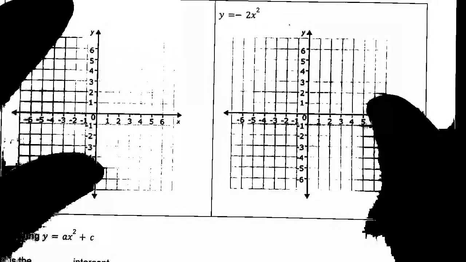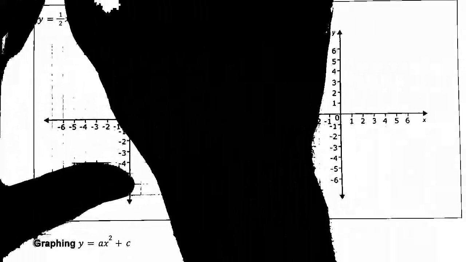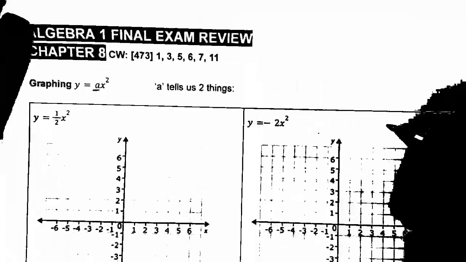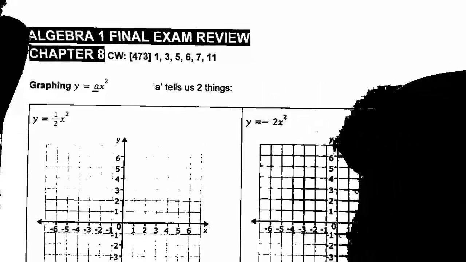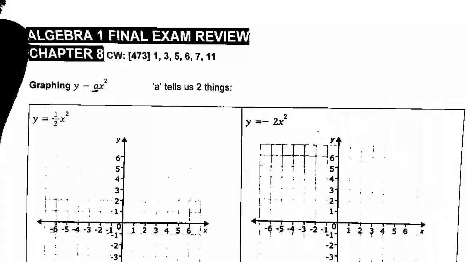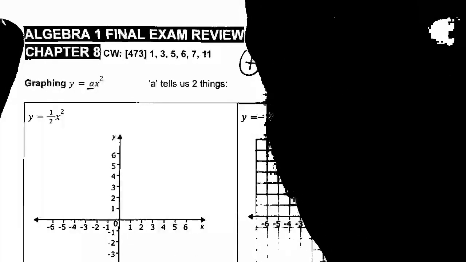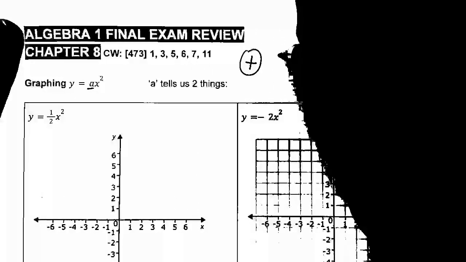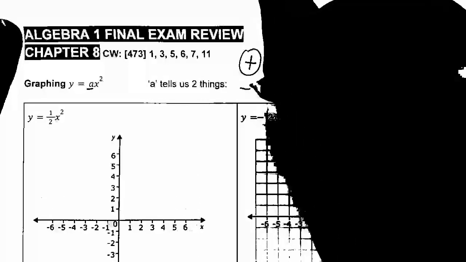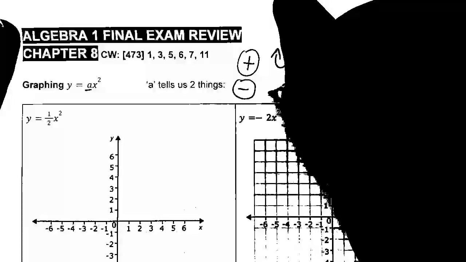Let's graph y equals ax squared. What does a tell us? It's not the slope. A tells you two things. If a is positive, it goes up. If a is negative, it goes down.